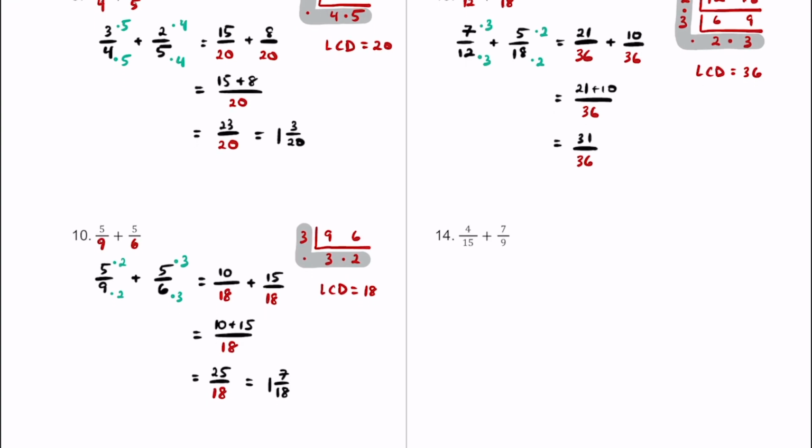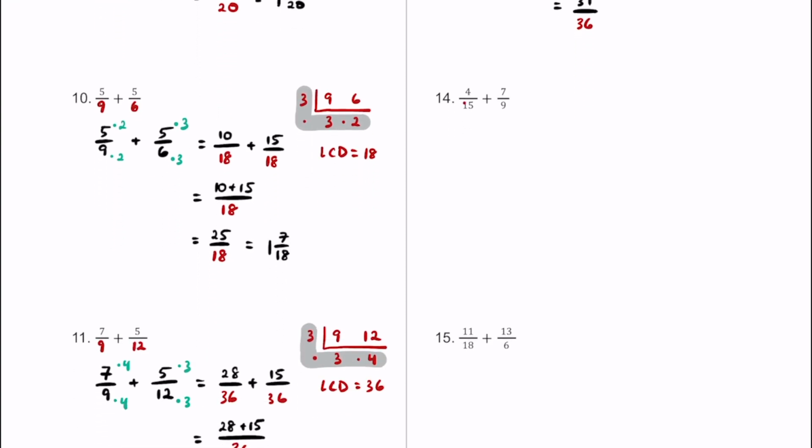For number 14, we have 4/15, and we're going to be adding 7/9. We have different denominators. Let's see when 15 and 9 meet for the first time. I believe 3 goes into both. 3 times 5 is 15, and 3 times 3 is 9. Now what do they have in common here? Let's see, just the 3, and then we have 3 times 5 is 15. 15 times 3 is 45, so the first time 15 and 9 meet is going to be at 45.